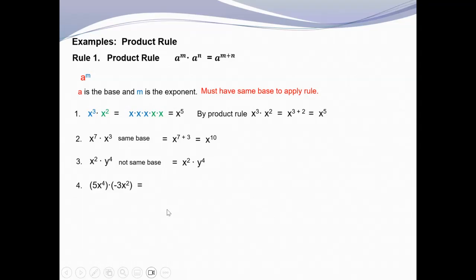Here we have parentheses 5x to the fourth power, close parentheses, times parentheses negative 3x to the second power, close parentheses. So here, guys, we're going to multiply the coefficients, which is 5 times negative 3. And then, because they both have the same base, the x, we add the exponents. So it's going to give us negative 15x to the 6th.